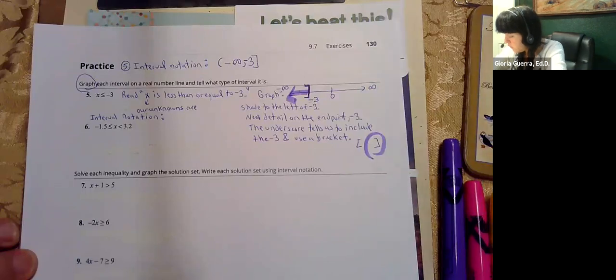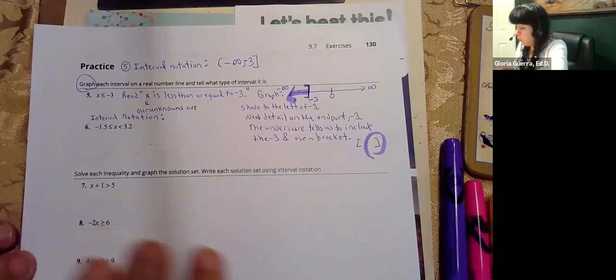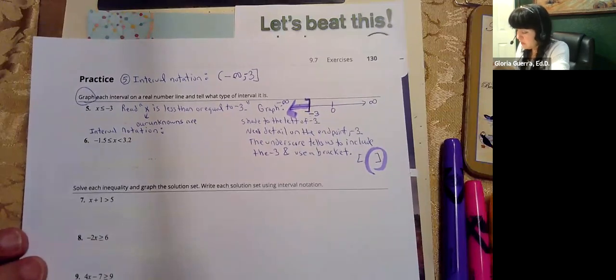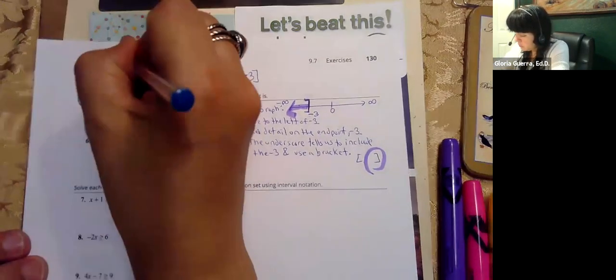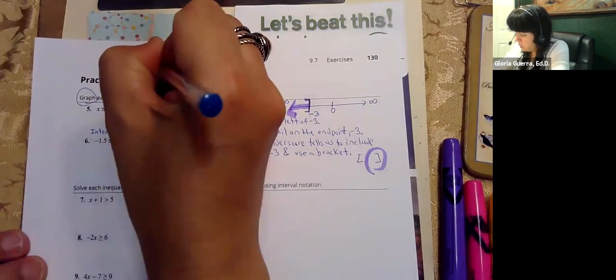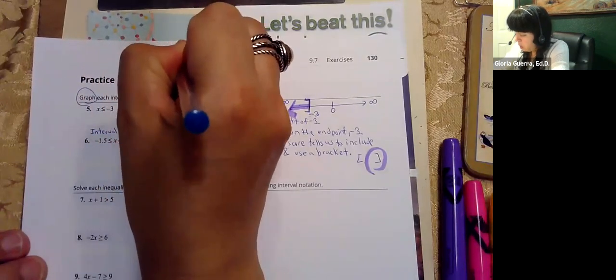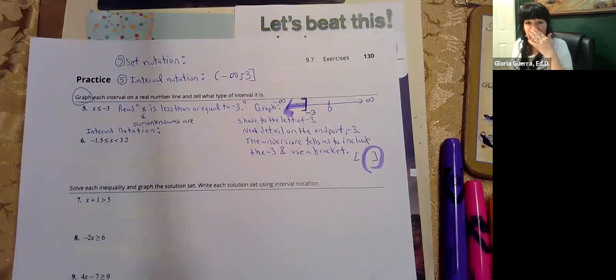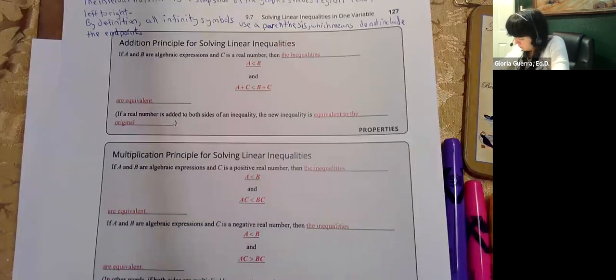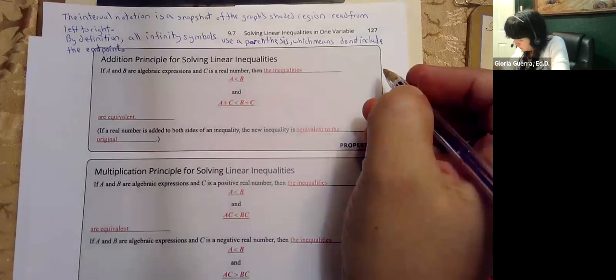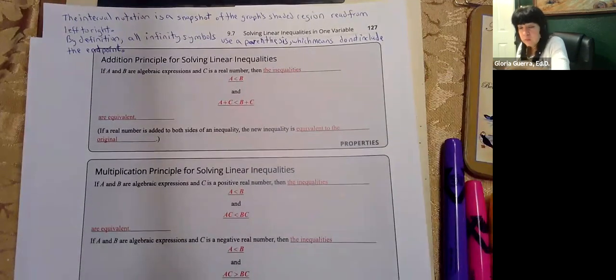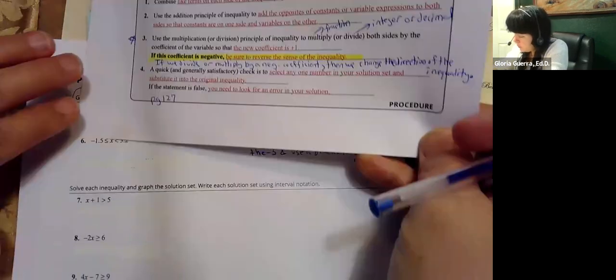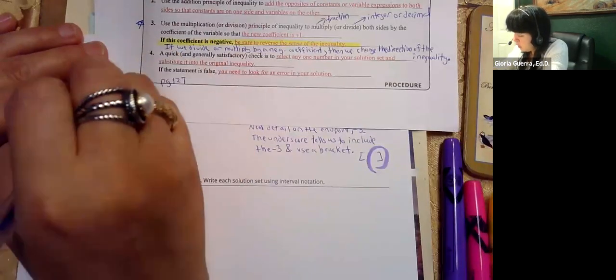So I have the graph and the interval notation. Then, we've done sets before, there's something called set notation. I'm going to put some definitions about set notation on this page again. I don't know where to put it, I think I'll just put it at the bottom. Set notation.